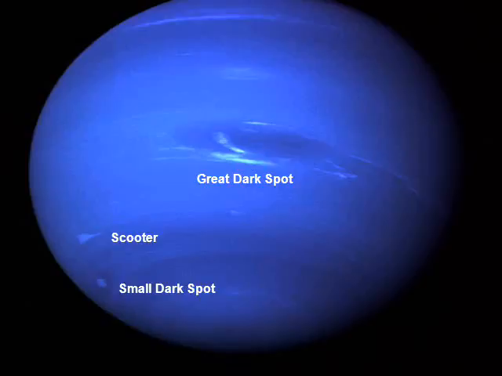This is how Neptune appeared to Voyager 2 back in 1989. The Great Dark Spot was a megastorm the size of the Earth, where super high wind speeds were recorded. Other distinct features that Voyager 2 saw were the scooter, a white storm cloud on a higher atmospheric level, and a smaller dark spot. When Hubble observed Neptune again in the 90s, the Great Dark Spot had disappeared and was replaced instead by a larger number of smaller, darker spots in Neptune's atmosphere.